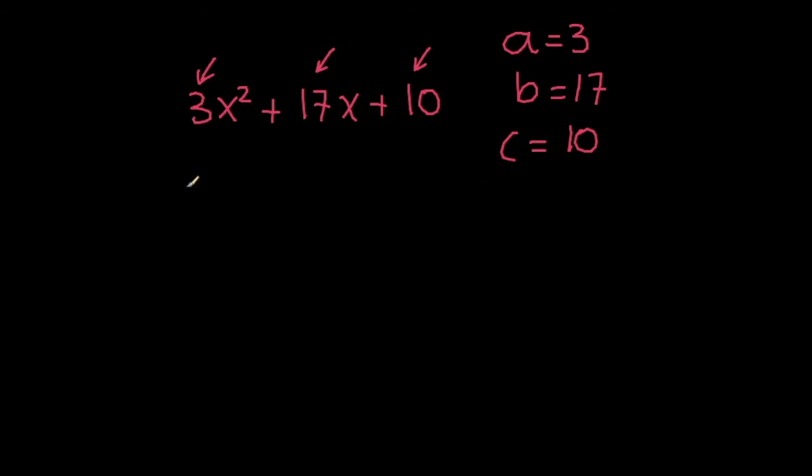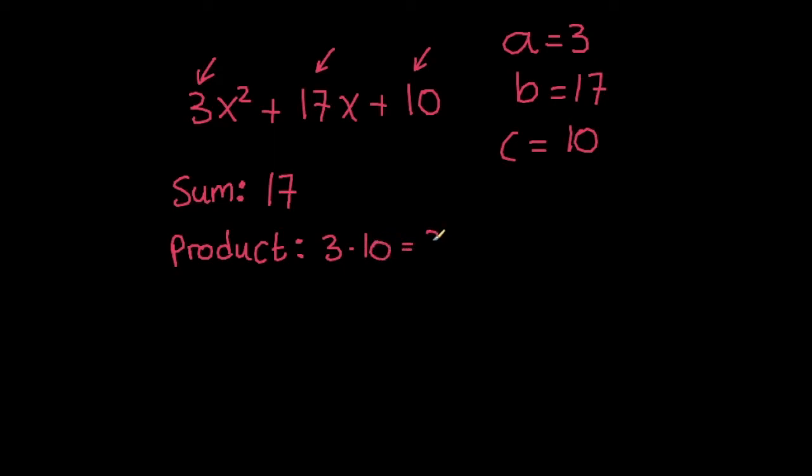So now we're going to look for two numbers that add up to b, that have a sum of b, and b is equal to 17. And also two numbers that have a sum of 17 and have a product of a times c. Now what is a? A is 3. And what is c? C is 10. So a times c is 3 times 10, which is equal to 30. All right, so we're looking for two numbers that add up to 17 and multiply to 30.